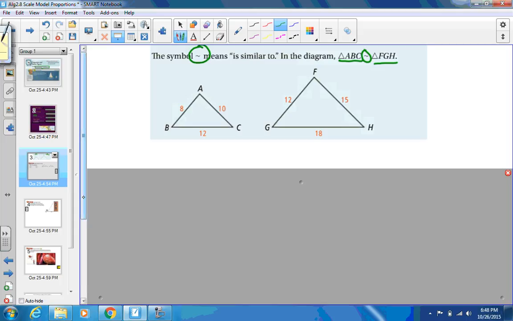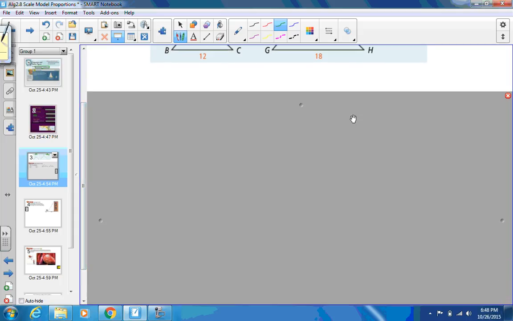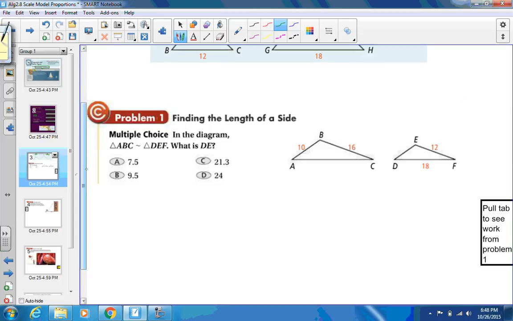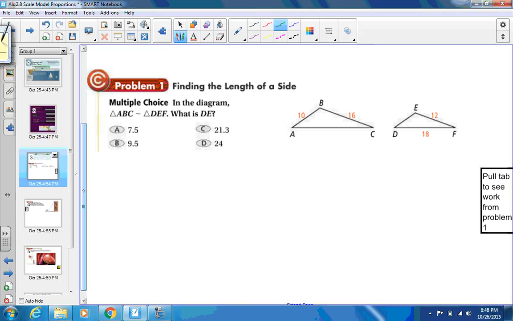So we're going to use that here in an example with the word similar. It says finding the length of a side. It's multiple choice. It says in the diagram, triangle ABC is similar to triangle DEF. What is side DE? So we're trying to find this side right here. We'll make that our x. Now, with similar figures, they are also proportional. Their corresponding parts are proportional.